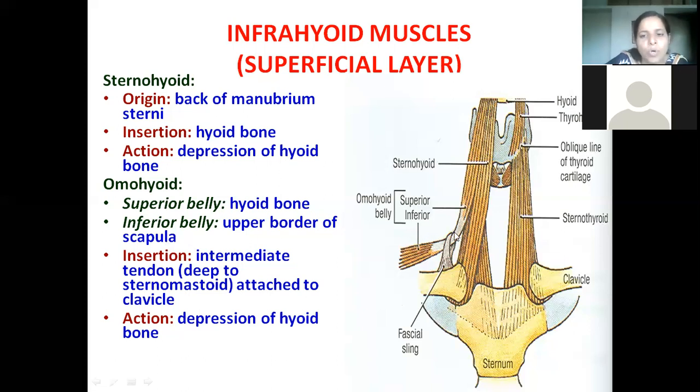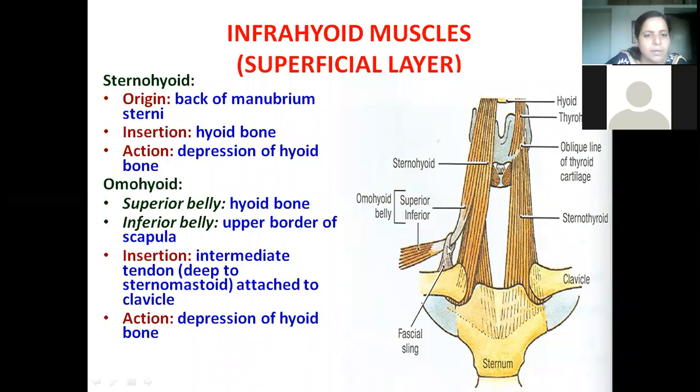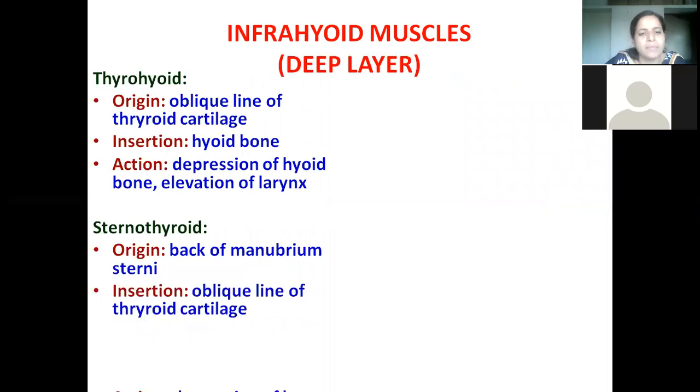Then next we have omohyoid. This is the superior belly of omohyoid we see here. We have the inferior belly, which we saw yesterday in the posterior triangle. The insertion is actually this intermediate tendon, which is attached to the clavicle. The superior belly and inferior belly both come to this pulley, which is getting attached to which bone? Clavicle. The action of this omohyoid muscle is to depress the hyoid bone. Both are depressing.